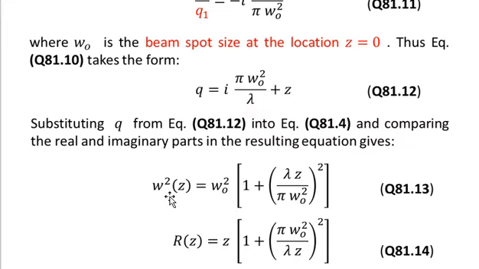So you see that this expression, equation number 13, allows you to calculate the spot size of the laser beam at any value of z in terms of its initial spot size w naught defined at the location z equal to 0.